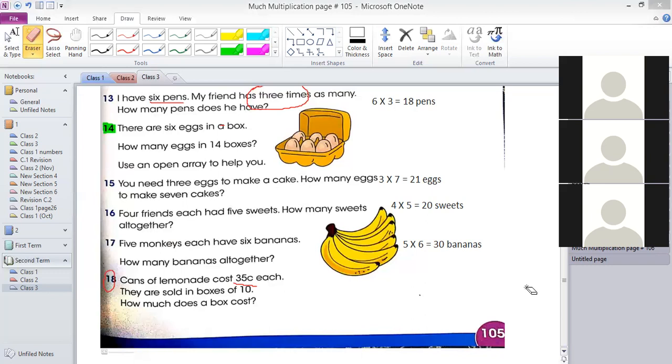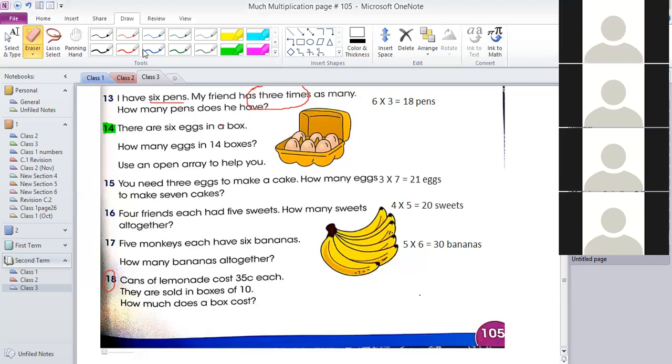How do you know? 10 multiplied by 35 equals 350. Very good, very good. Yes, boys, what will be the answer? 350. Very good.